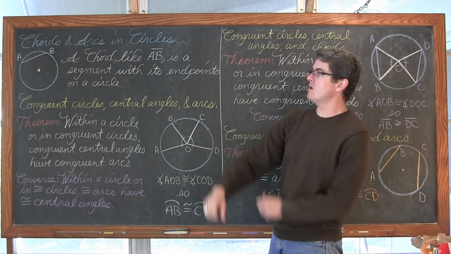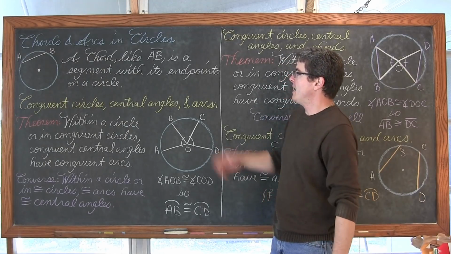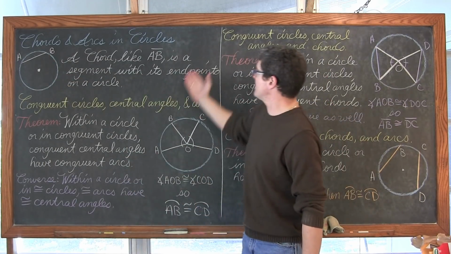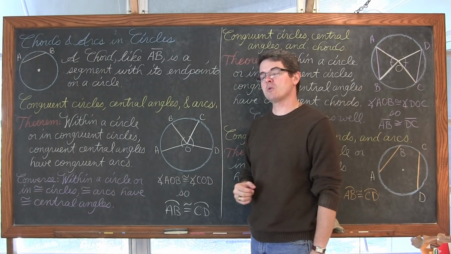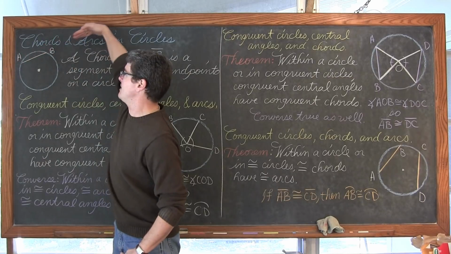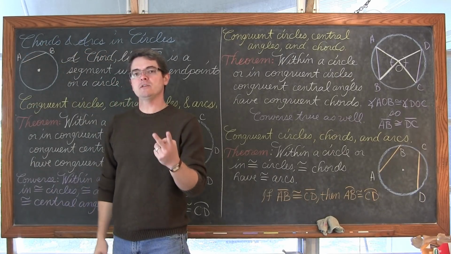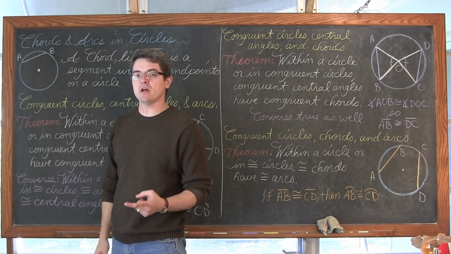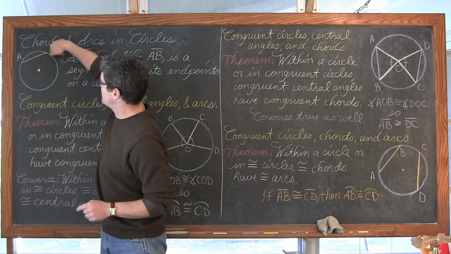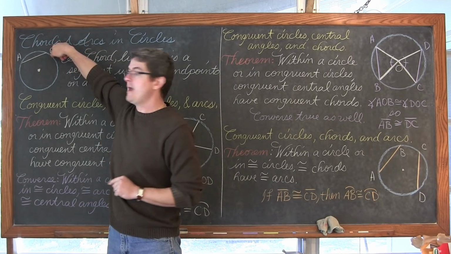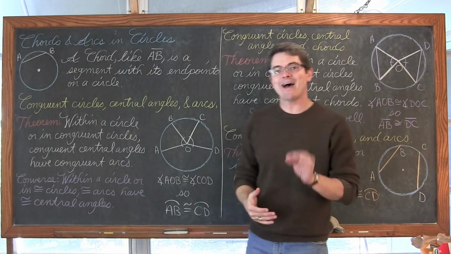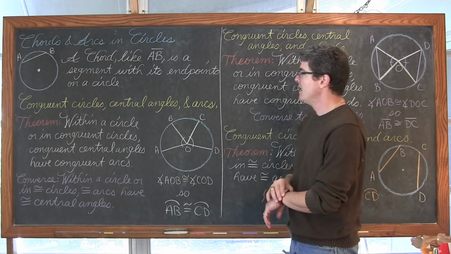Okay, well, chords and arcs in circles. A chord, like this segment AB, is a segment whose endpoints are on the circle itself. It's basically a part of a line that is intersecting the circle in 2 different points, as opposed to a tangent line, which we talked about in the last video, where it intersected a circle at one point and also just happened to have a slope which was perpendicular to the radius at that point of tangency.